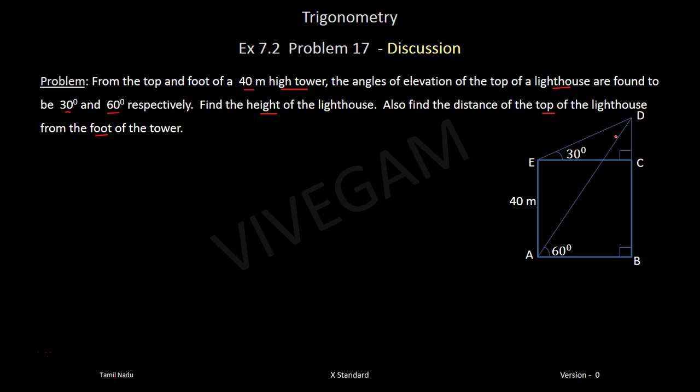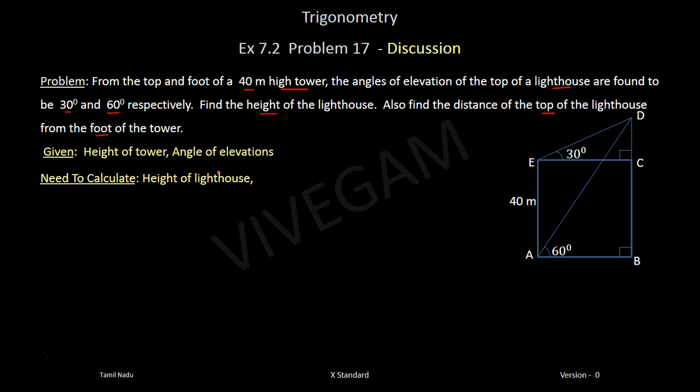So let's work it out. What is given? Height of the tower is given. The angles of elevation are given. Height of the tower is 40 meters and the angles of elevation are 30 degrees and 60 degrees. What do we need to calculate? Height of the lighthouse we need to calculate, which is BD here. Am I right?